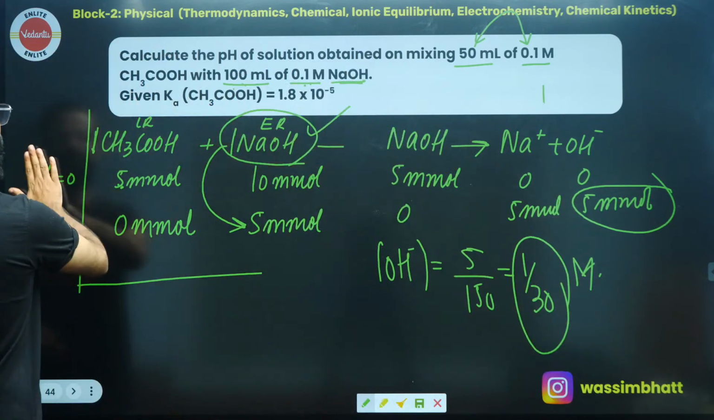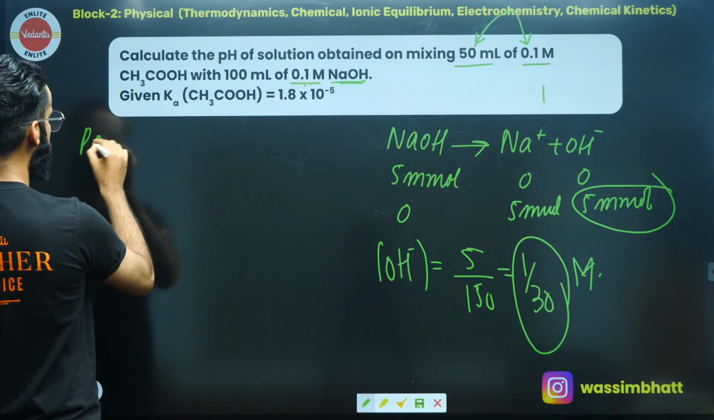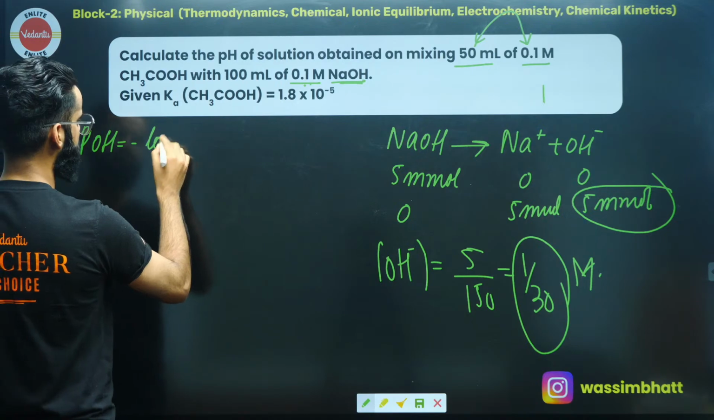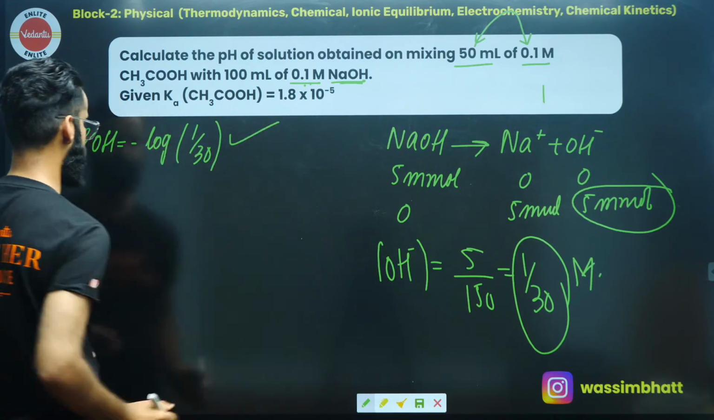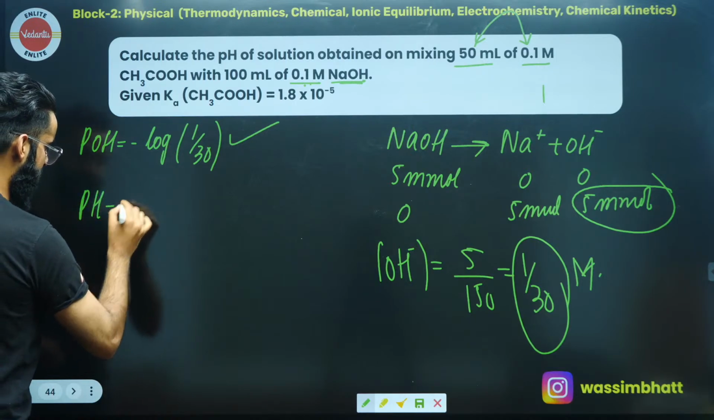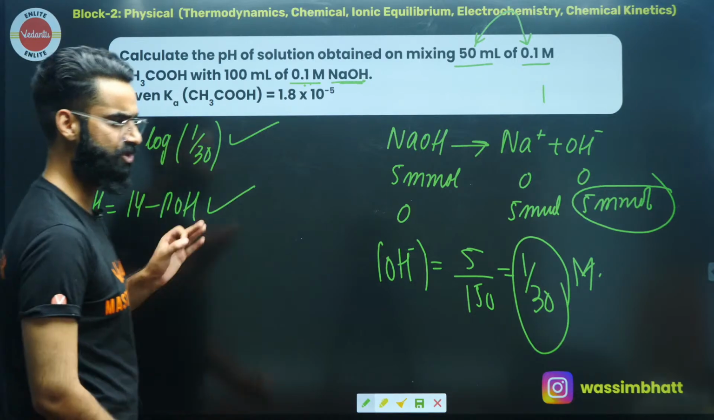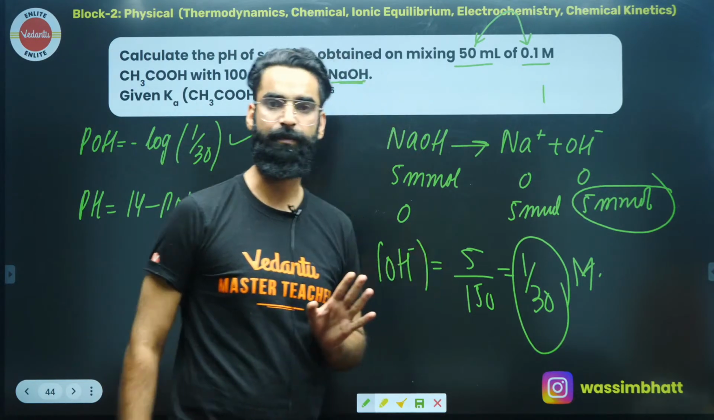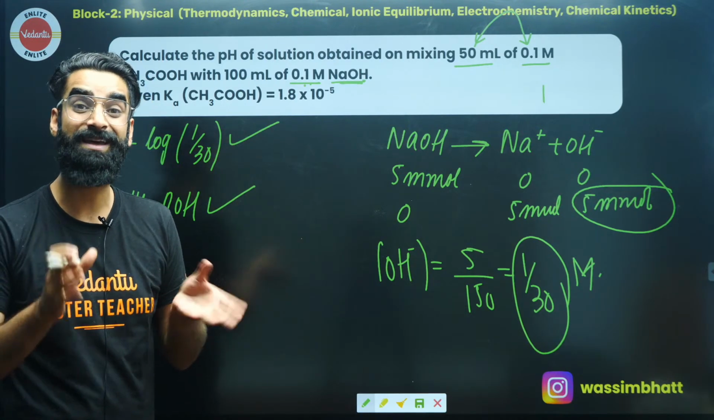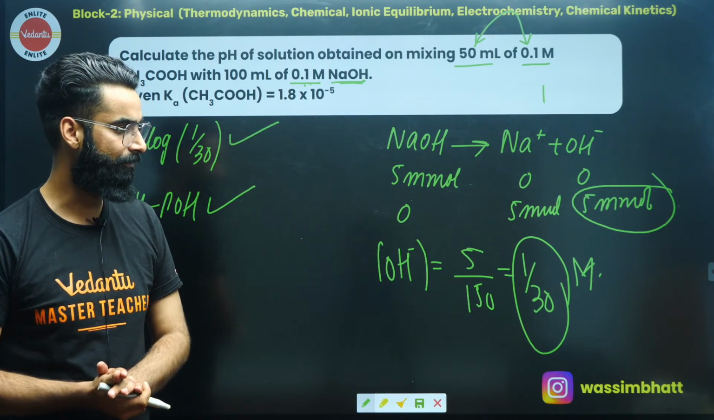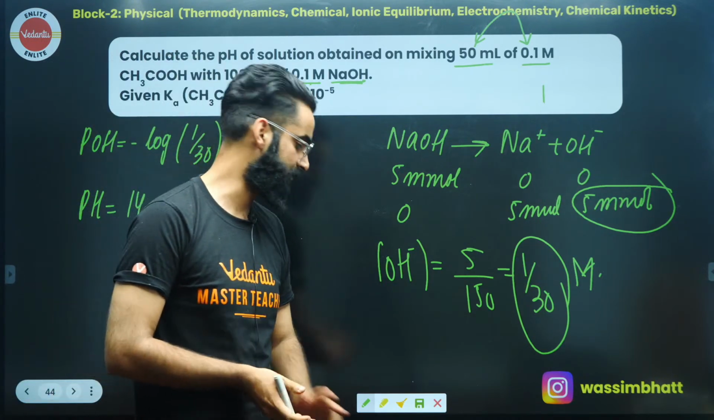If you got the net OH negative ion concentration in the container, I'm sure you can easily calculate pOH now. pOH is minus log of OH negative ion concentration, minus log of 1/30. You can solve it, get the pOH, and finally you can calculate the pH as 14 minus pOH. I'm sure this sort of question you can easily solve from now on. What you need to exactly do is see what all things are left in the container finally. Accordingly, you calculate the pH of the solution. That's all, right?